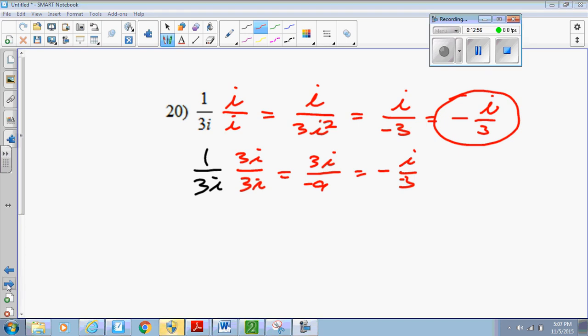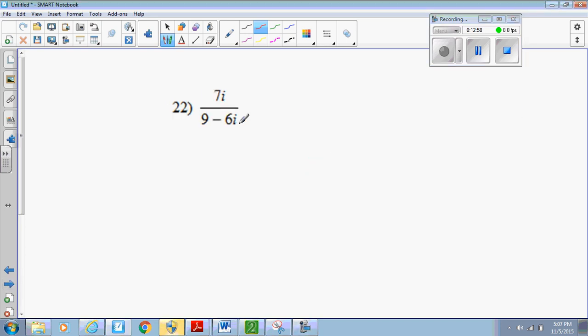Okay, the next problem we're going to work on looks like this. Now, this is a little different because we have a binomial in the denominator. So we have to multiply by the conjugate. Remember, when you see the word conjugate, that is the same thing as what's written here, but with the middle sign changed. So this would be 9 plus 6i.